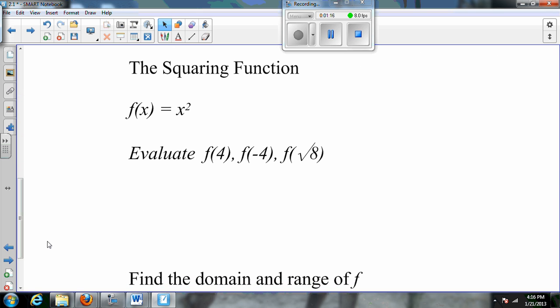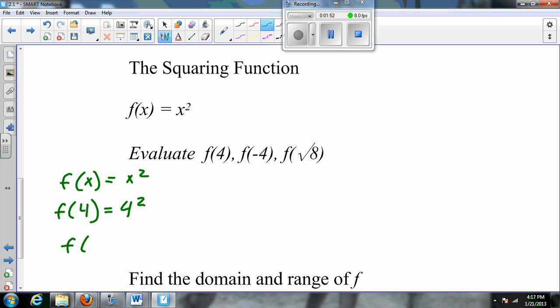So let's start with the squaring function. We have f of x equals x squared, and we want to evaluate f of 4, f of negative 4, and f of root 8. Now you notice on these, where there was an x, there's now a number. So we're looking at f of 4. So wherever we see an x, we plug in a 4. So it becomes f of 4 equals 4 squared. So f of 4 equals 16.